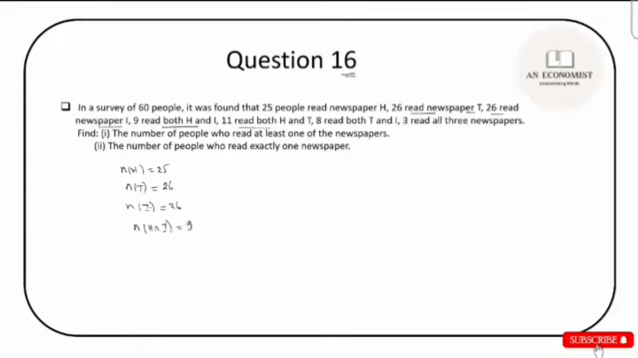11 read both H and T. H and T is read by 11 people. 8 read both T and I. T and I is read by 8 people. 3 read all 3 newspapers. The number of people who read T, H and I is 3, right? Then we are to find the number of people who read at least one of the newspapers.